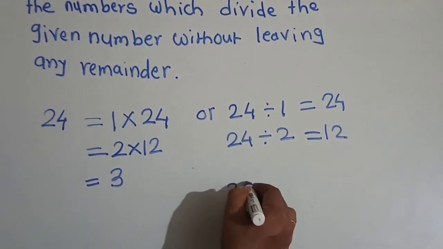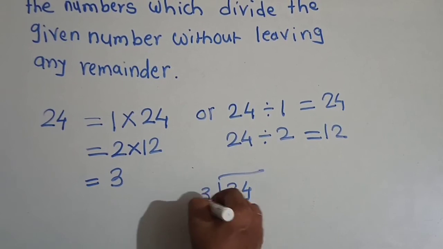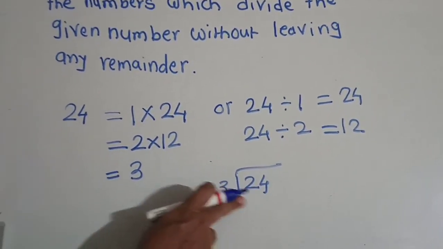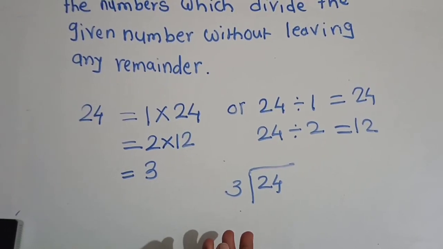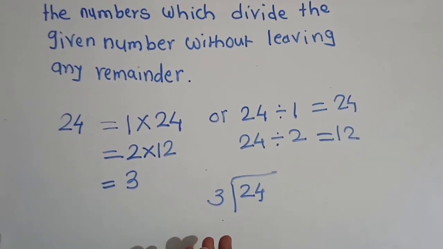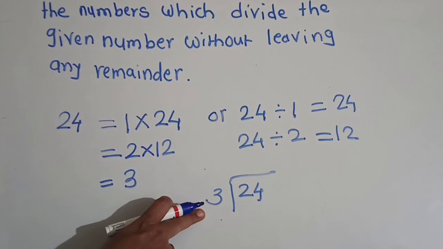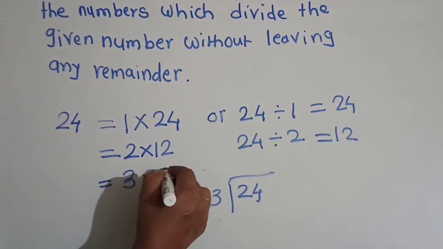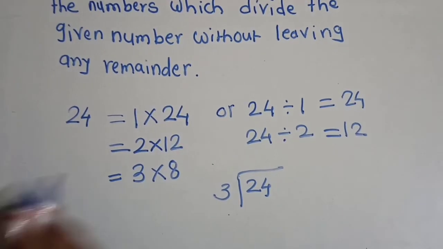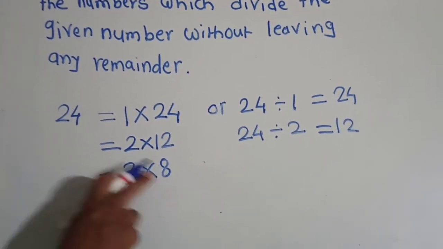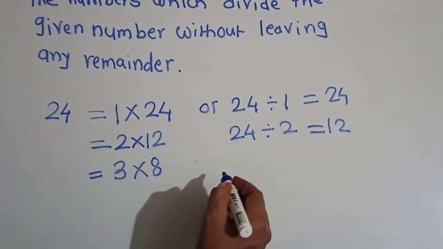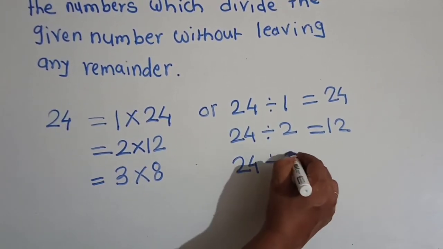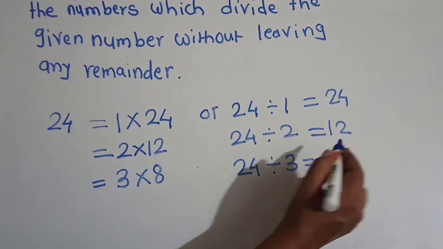See here, 24 divided by 3. There is 24 in 3's table. 3 1s are 3, 3 2s are 6, 3 3s are 9, 3 4s are 12, 3 5s are 15, 3 6s are 18, 3 7s are 21, 3 8s are 24. Yes, 3 8s are 24. Okay, means 3 8s are 24, or 24 divided by 3 is equal to 8.